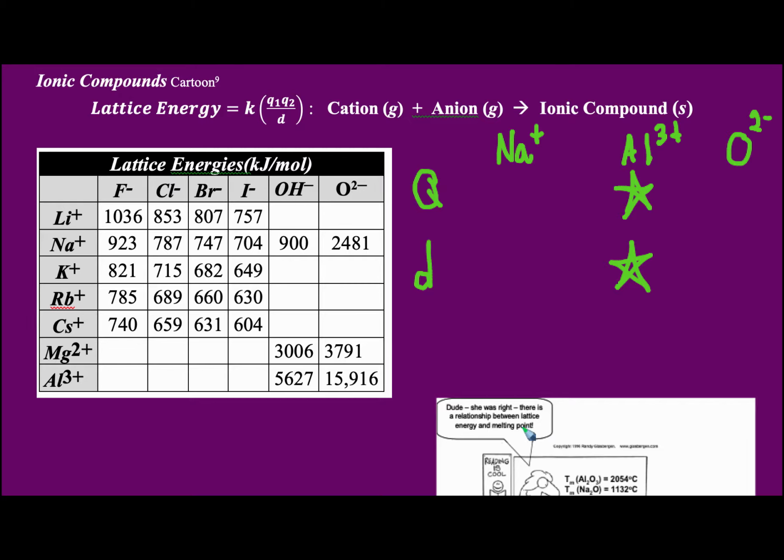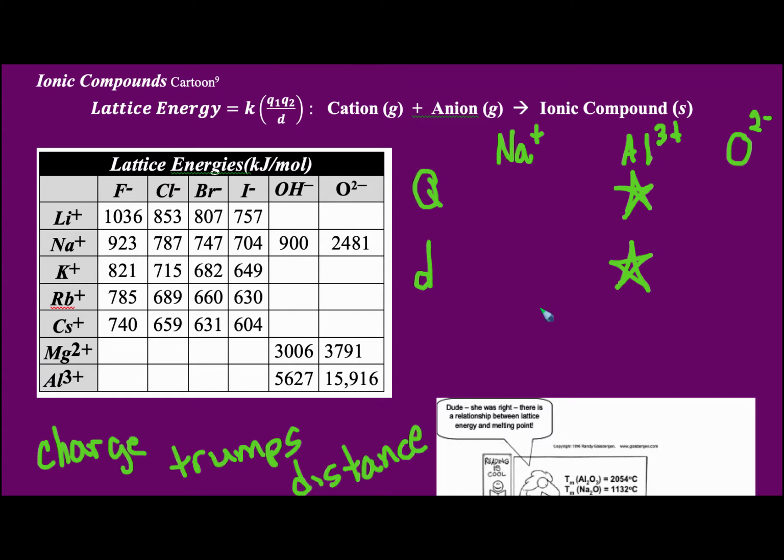I tell my students if it's a tie, if one wins on charge and one wins on distance, that charge typically trumps distance. Charges are going up by multiples, and distance is not always changing or doubling and tripling. Okay, so if you have to make a choice, that's the choice I would make. So that tells me that the lattice energy for aluminum oxide is much greater. And notice that you see that as this huge difference in their melting points. These are their lattice energies.